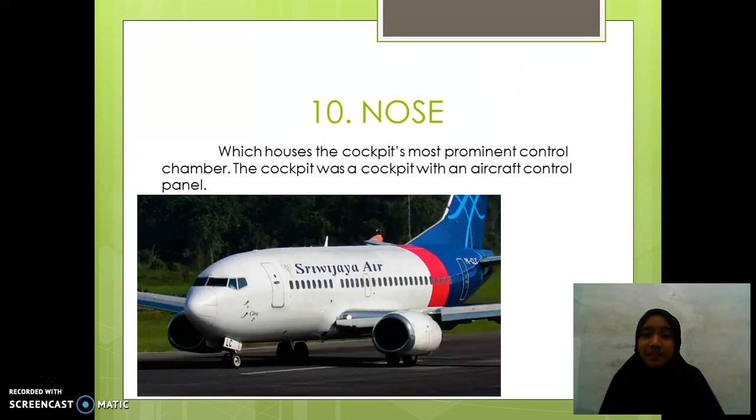Okay, next, nose, which houses the cockpit, the most prominent control chamber. The cockpit is the area with the aircraft control panel. And this is the nose of the airplane.